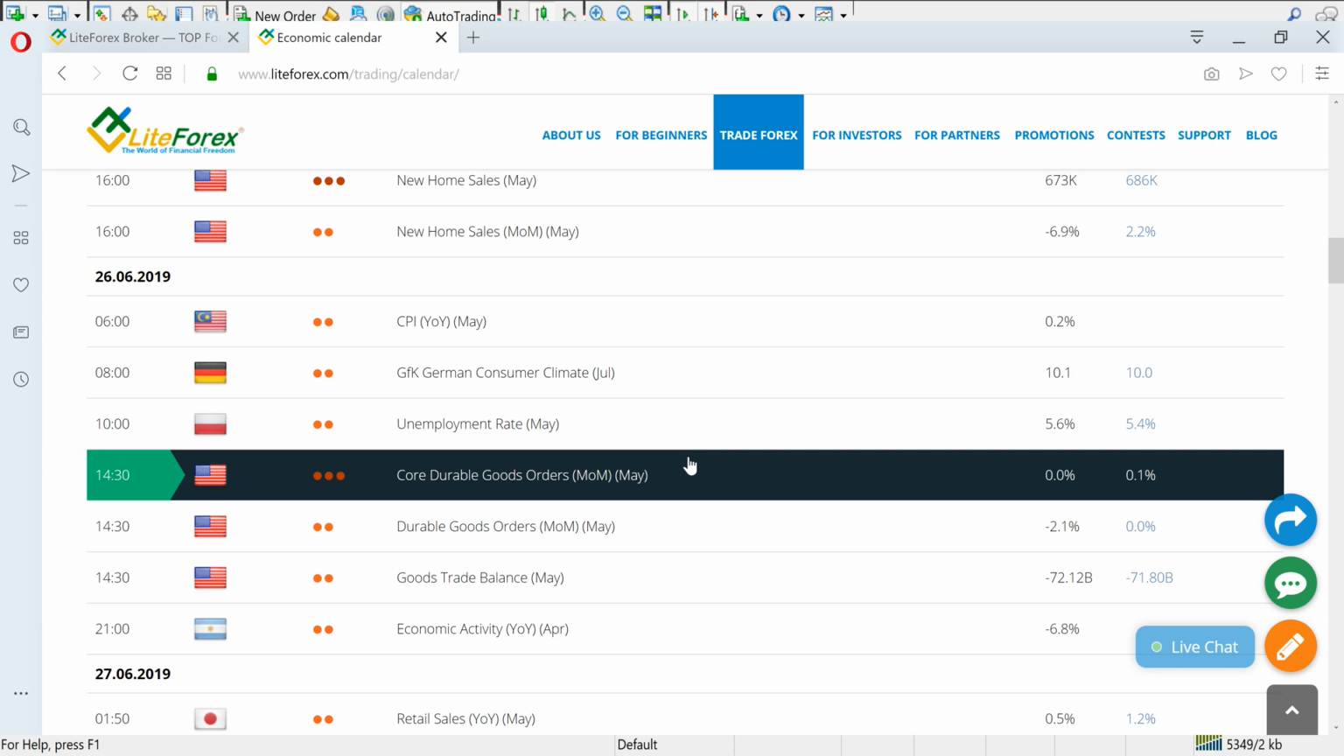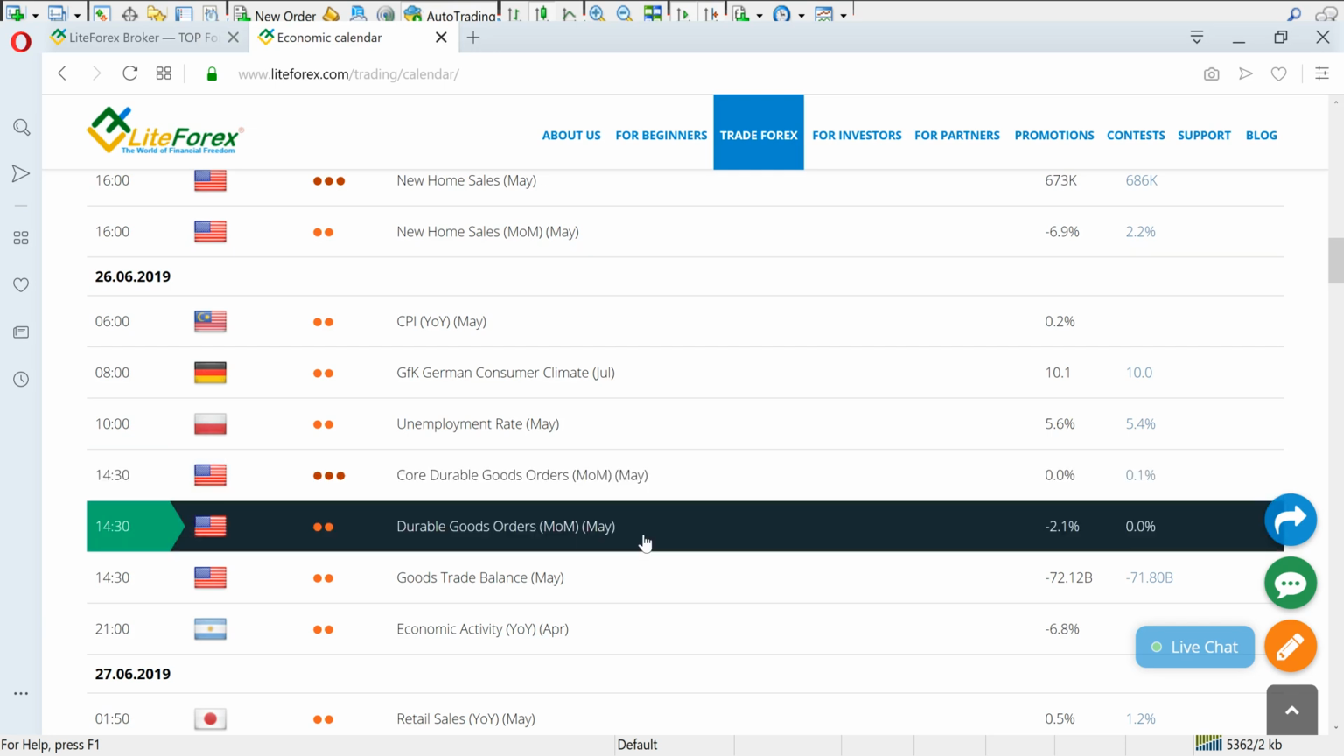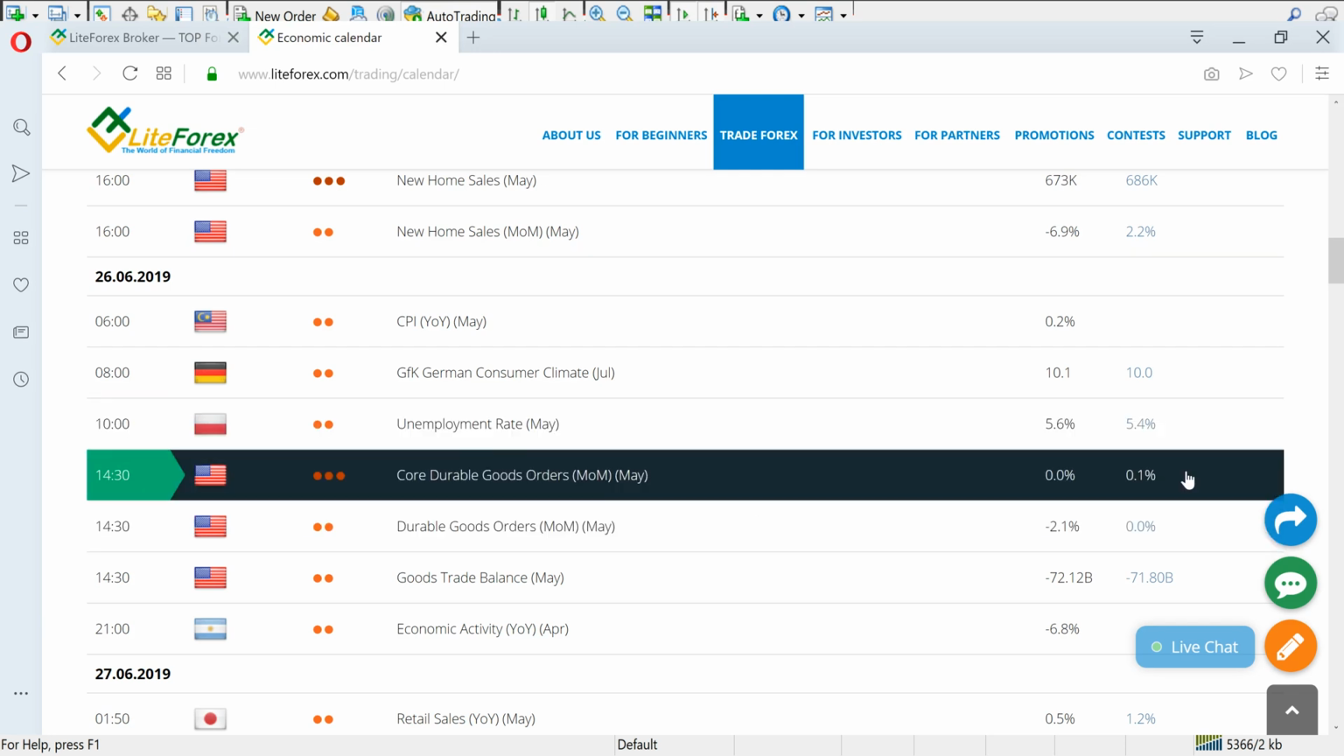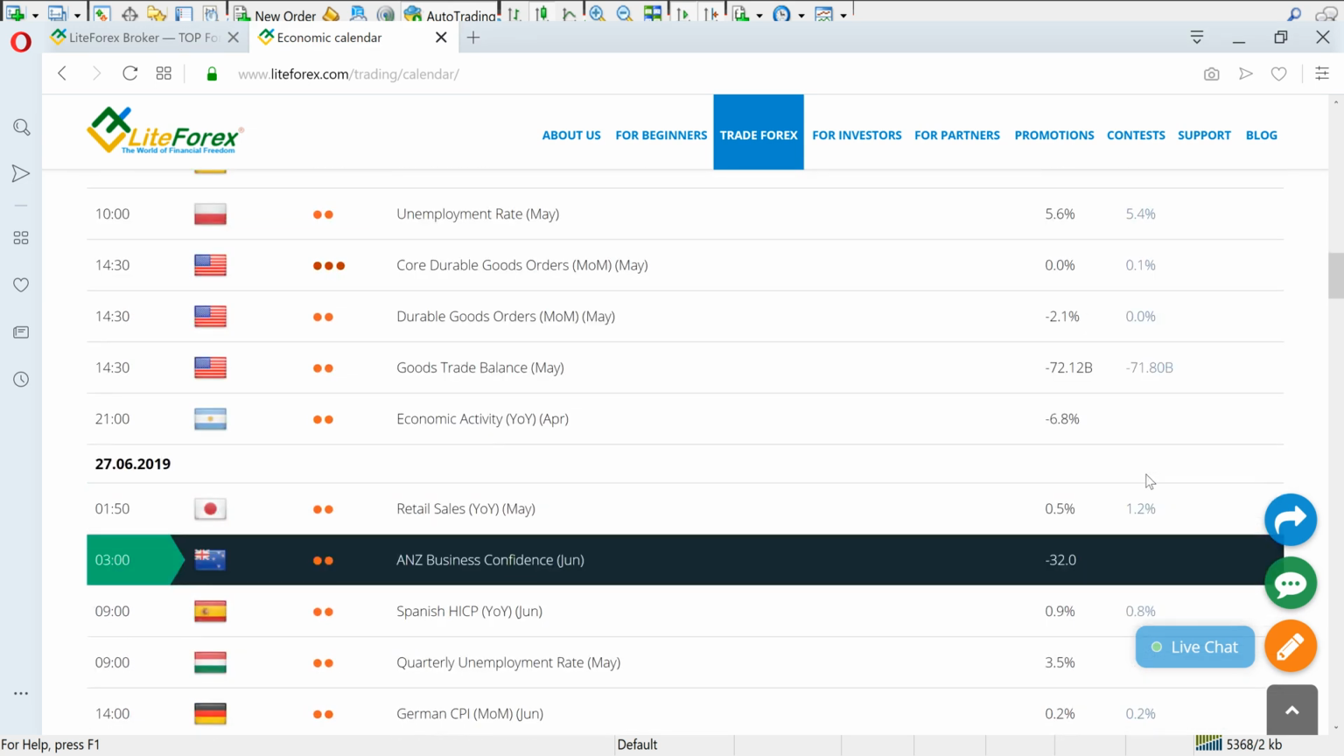In addition, on Wednesday there will be inflation report hearings in the United Kingdom, and the Bank of England's Governor Mark Carney will comment about inflation. And America will release core durable goods orders and durable goods orders. The forecasts are mixed. The indicator does have a big impact on the USD.